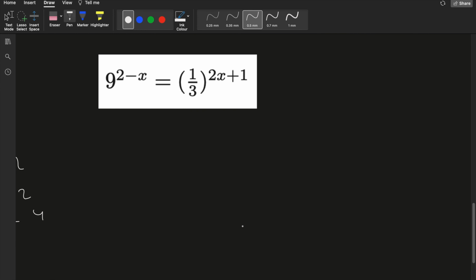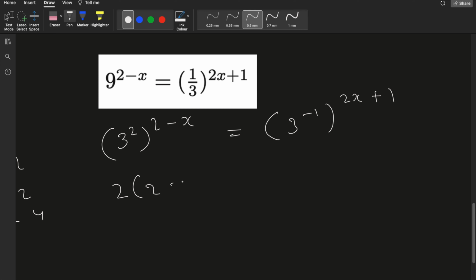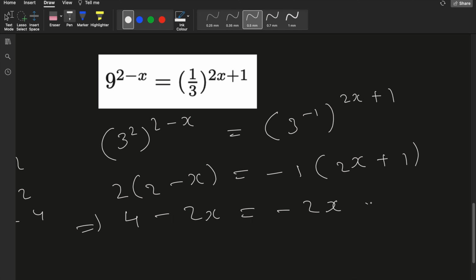Now let's solve the last one. 9 can be written as 3 squared. So 3 squared, this will be 3 to the power of negative 1, 2x plus 1, and then 2 into 2x. Okay, so the question was find the value of x if possible. So here, as I solved it, there is no solution. So this won't have any solution.